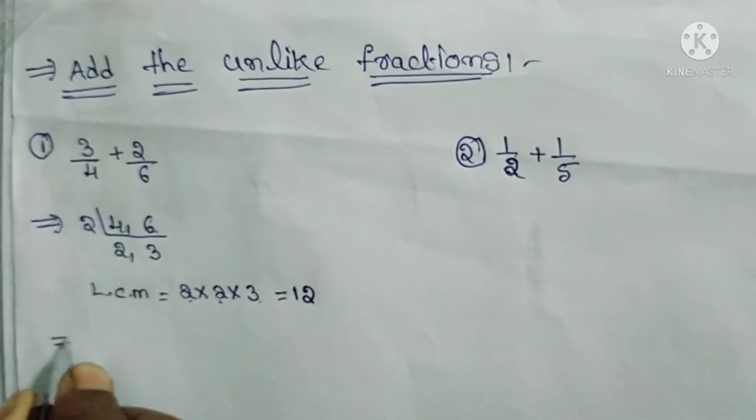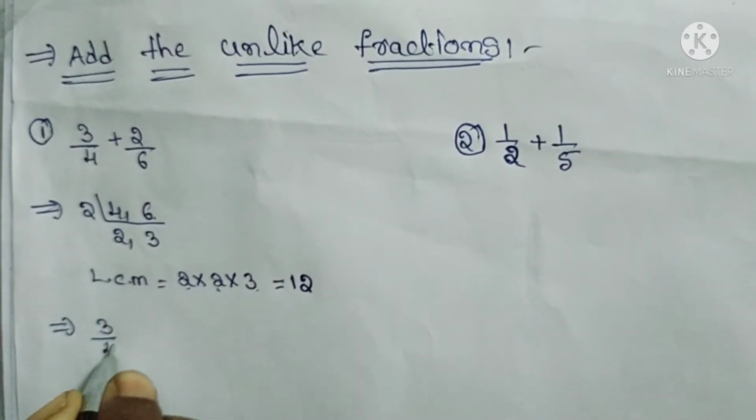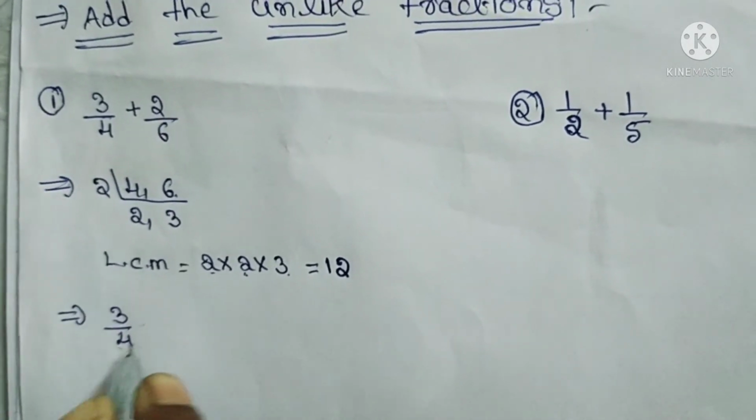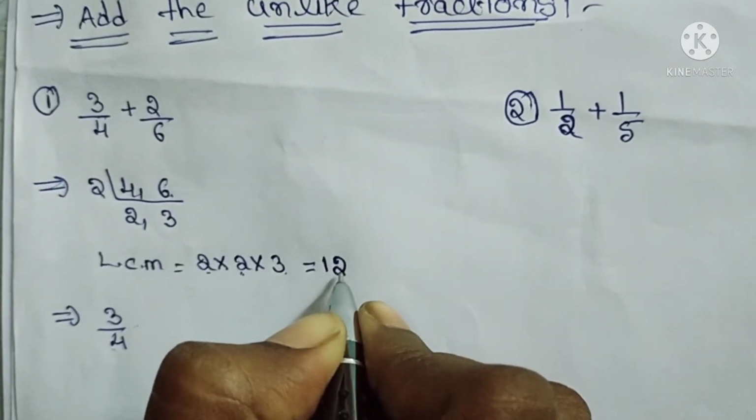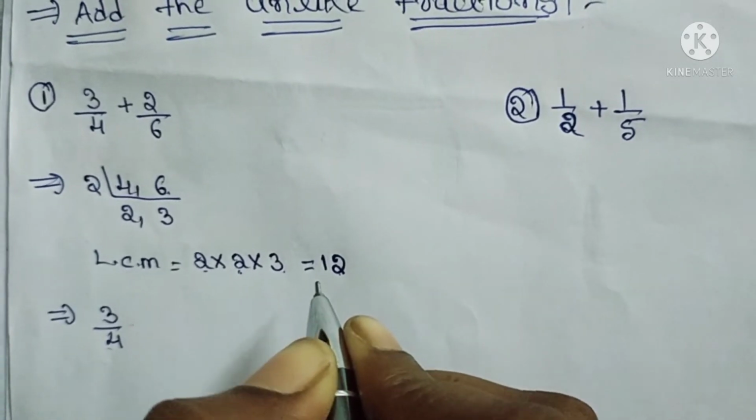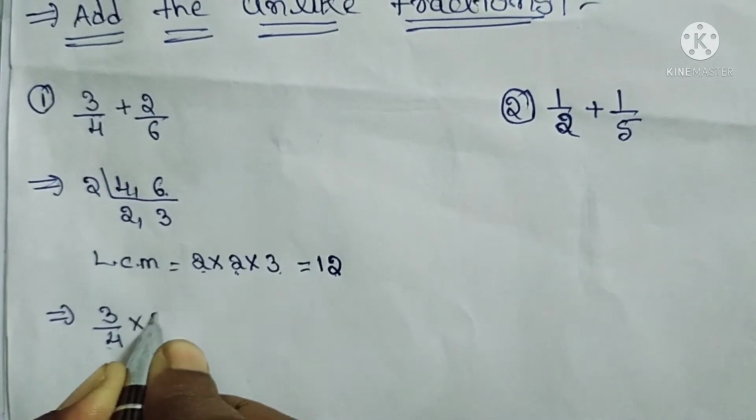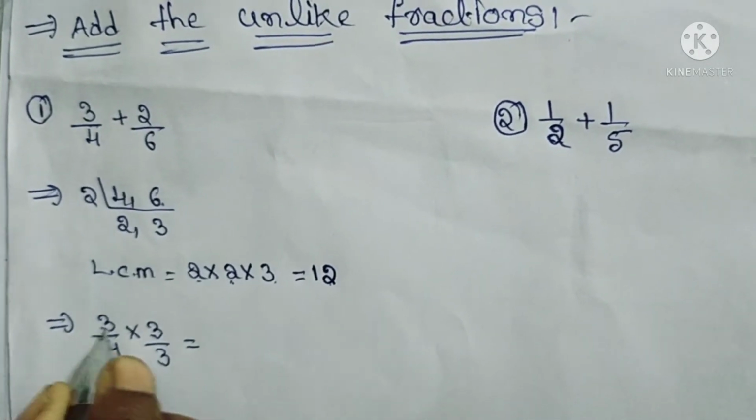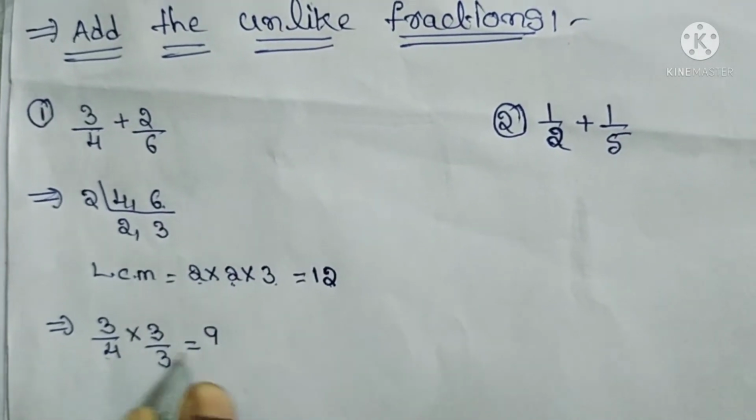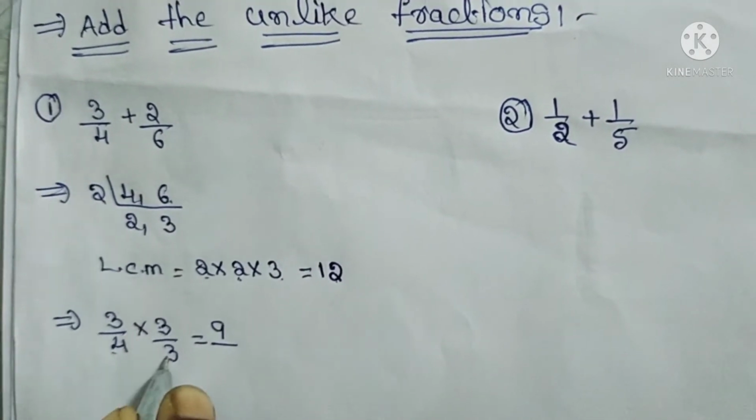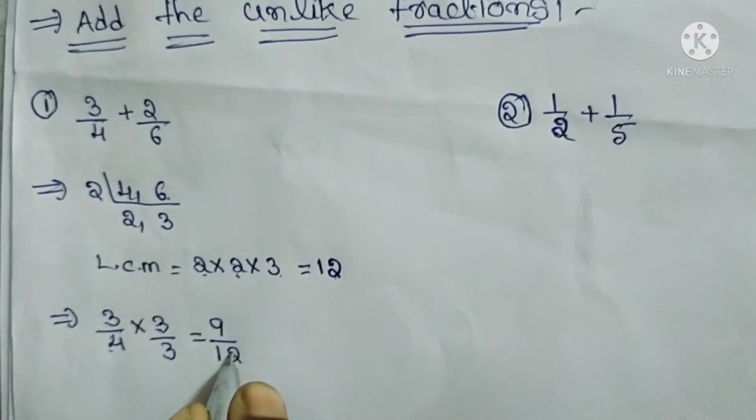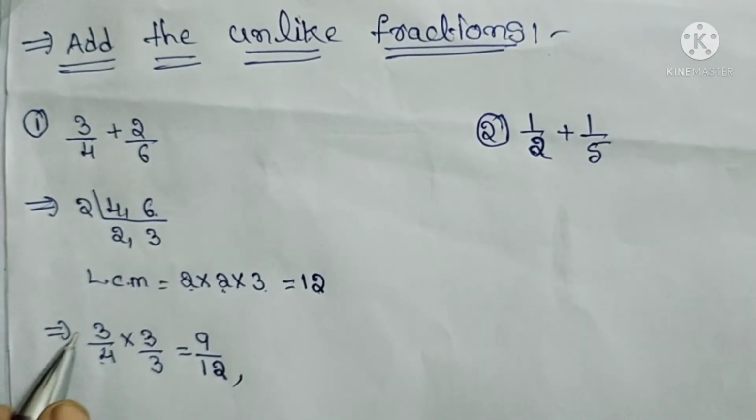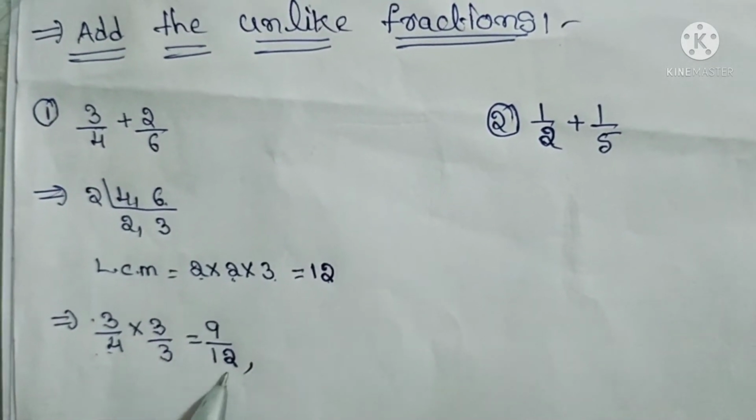Suppose 3 by 4. The denominator we can change to 12, so we multiply by 3 by 3. 3 3s are 9, and 4 3s are 12. So 3 by 4 changes to 9 by 12.